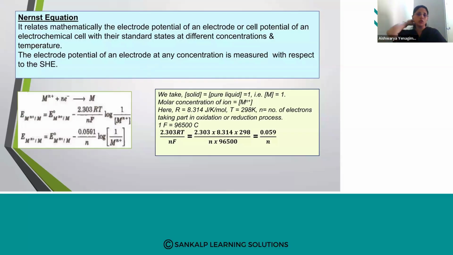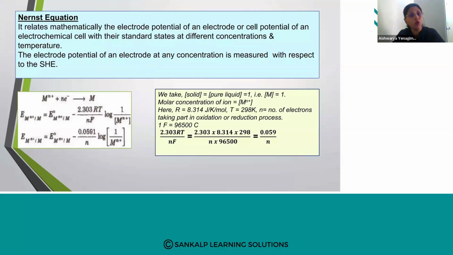Standard electrode potential, taking 1 molar concentration, 1 bar pressure, temperature to be 298 Kelvin. And what was the concentration? Tell me. The concentration was 1 molar. So till now we saw electrode potential in the standard form, I mean to say at 1 molar concentration.